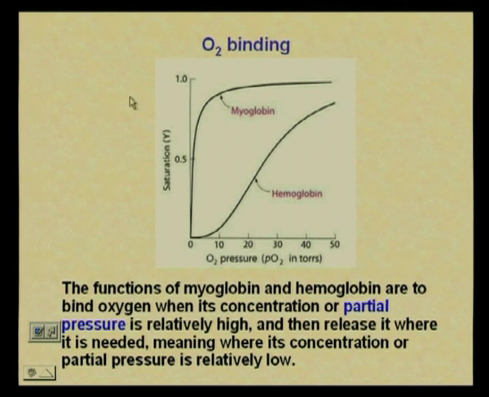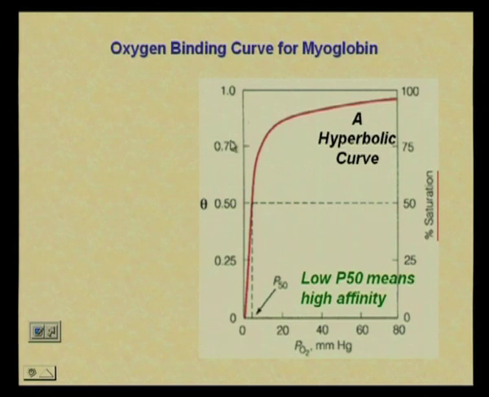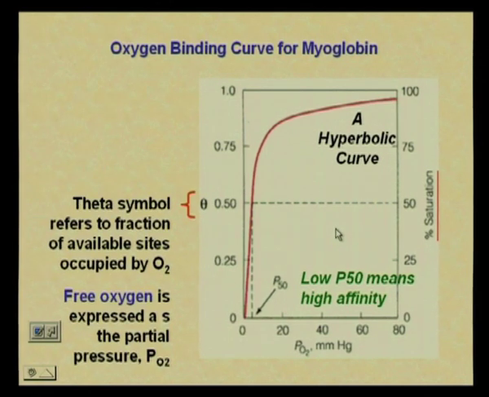Okay. So, this is why the curves are shaped like this, and you have to understand why hemoglobin has to bind in a sigmoidal fashion, and myoglobin in a hyperbolic fashion. Okay. So, what do we have? We have the fraction of sites, a hyperbolic curve, and we have a low P50. What is this P50? The P50 is the partial pressure at which it is 50% saturated. If you have a low P50, it means you are half saturated at a low pressure. So, you have a low concentration of the ligand and you are already highly saturated. What does it mean? It means you have a high affinity.